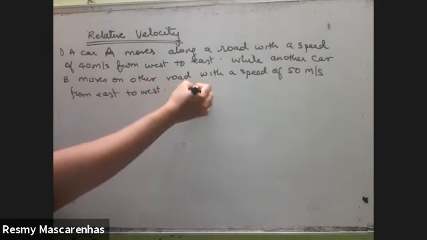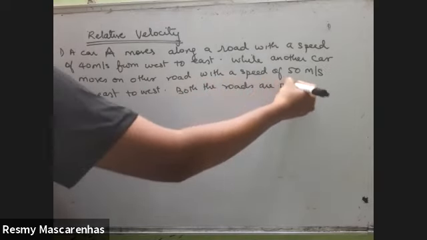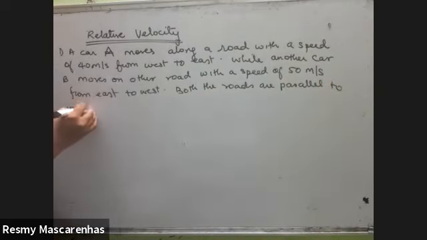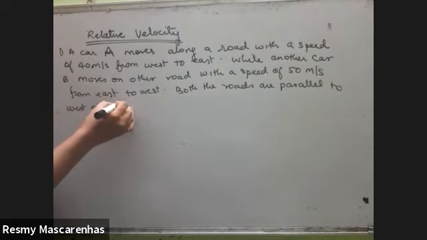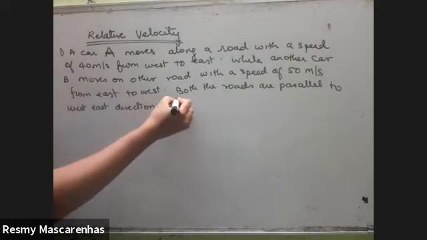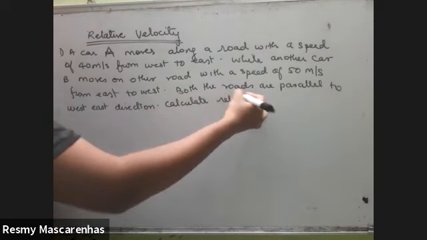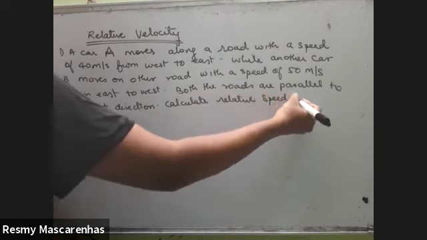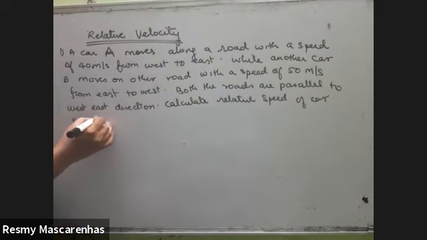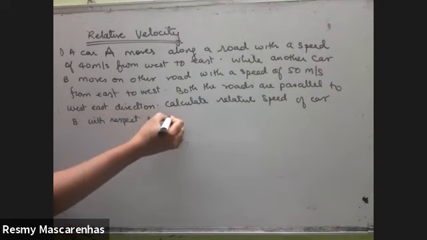Both the roads are parallel to the west-east direction. Calculate the relative speed of car B with respect to car A.